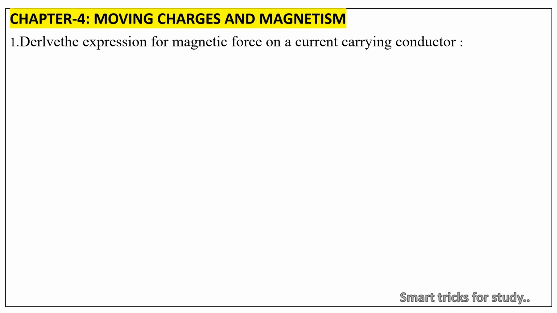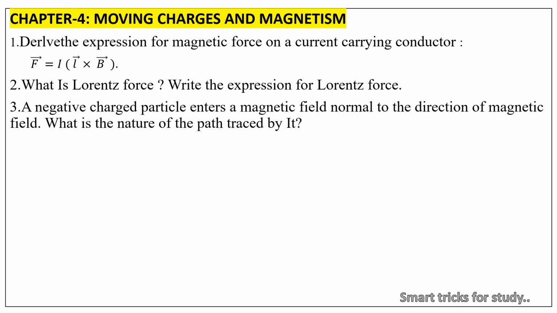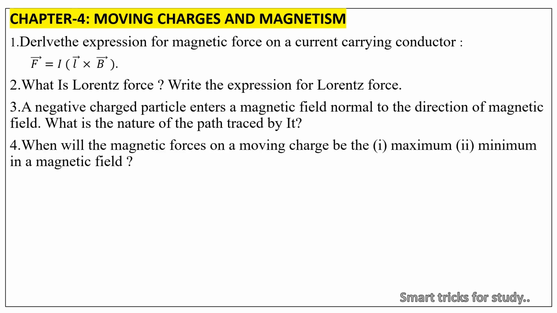Chapter 4, Moving Charges and Magnetism. 1. Derive the expression for magnetic force on a current-carrying conductor, vector F is equal to I into bracket vector L cross vector B. 2. What is Lorentz force? Write the expression for Lorentz force. 3. A negative charged particle enters a magnetic field normal to the direction of magnetic field. What is the nature of the path traced by it?